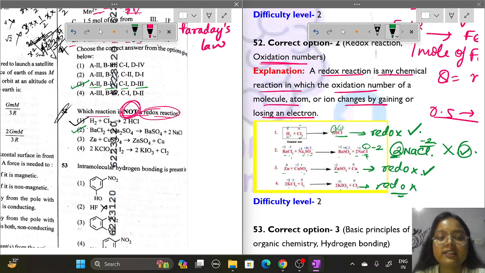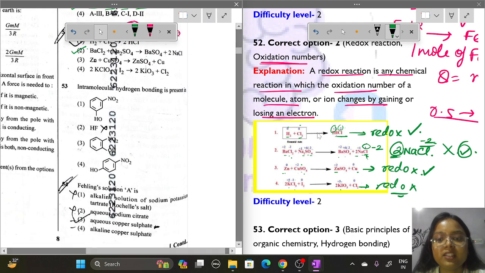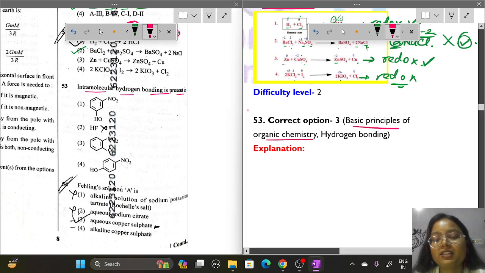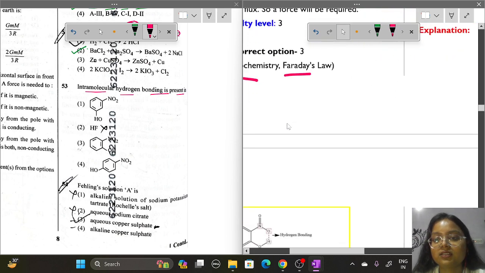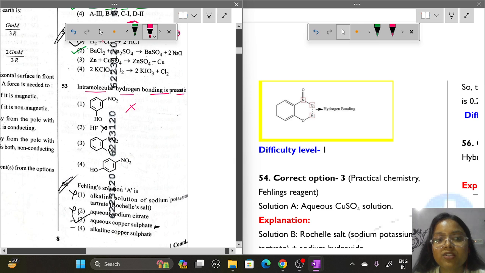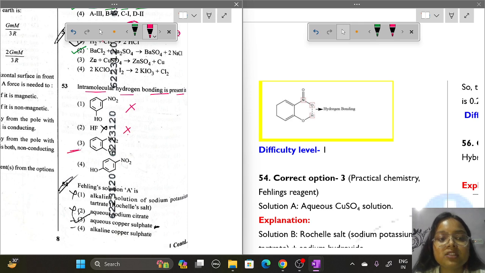Now let's move on to the next question, question number 53. It says intermolecular hydrogen bonding is present in. So we have to find the intermolecular hydrogen bonding only. It is from basic principles of organic chemistry, the first chapter of organic chemistry, and its subtopic is hydrogen bonding. Let us see. Option number 1 will not form intermolecular hydrogen bonding. HF will also not form. Option number 3, yes, will form intermolecular hydrogen bonding. How? We can see here.